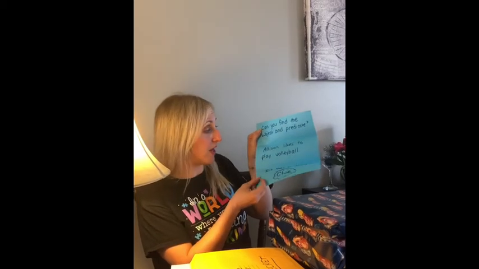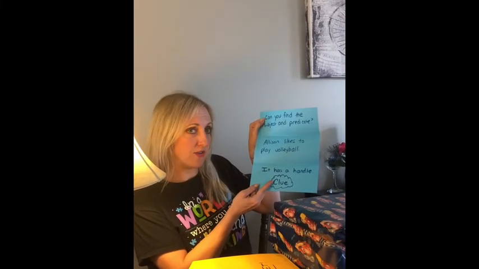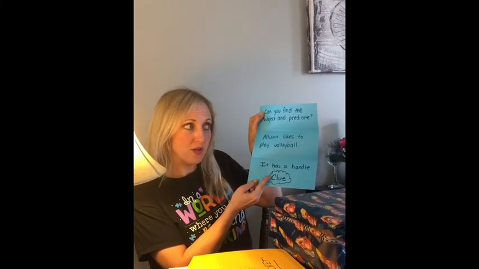Let's look at our last clue. Can you find the subject and predicate? Allison likes to play volleyball. Allison is the subject. I see a verb, likes. I think likes to play volleyball is the predicate. Let's see the clue. It has a handle. Oh, I wonder what is in the package the dog had in its mouth. 4th grade, you would not believe what it is! My favorite! Ha! A coffee mug!